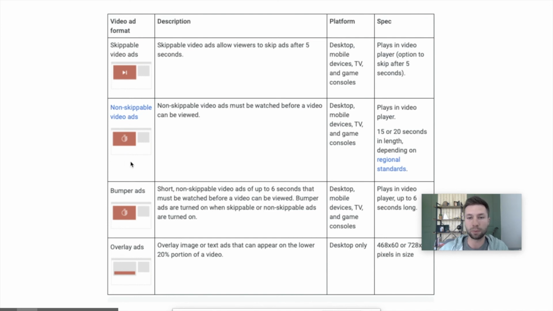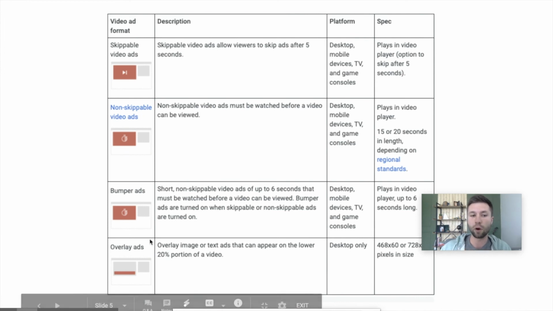The next one is the non-skippable. These are 15 to 20 seconds, and obviously you cannot skip these ads. They have to be shown. And one thing about the skippable ads, these are typically 15 seconds to 3 minutes in length. But whenever I run these, I typically recommend having it at least 30 seconds to a minute in length. The third ad type is the bumper ads. These are 6 seconds long and non-skippable. They just run, but very quick, so you have to be very precise with your messaging. And then you have overlay ads.